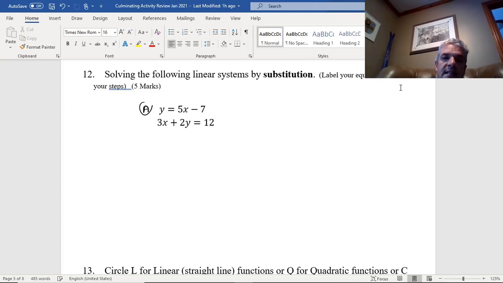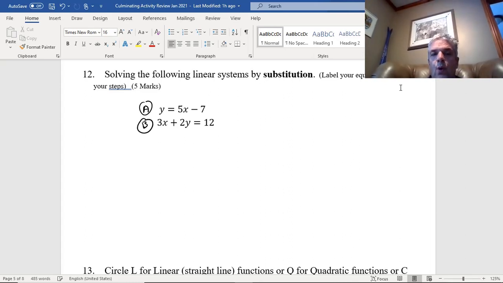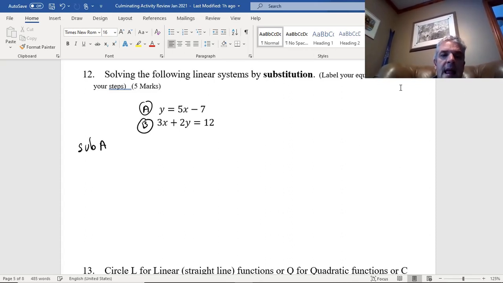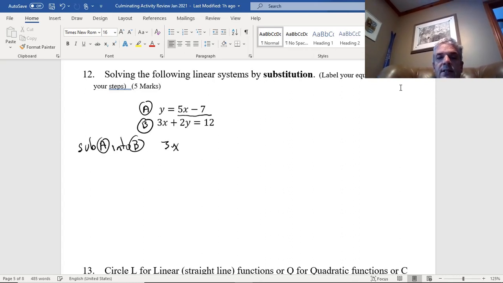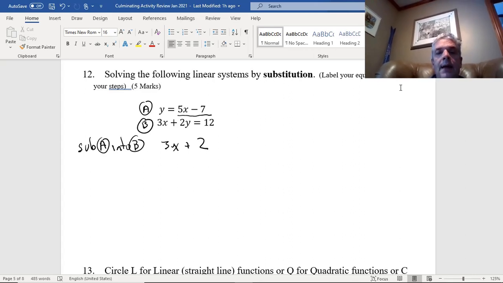What I do is I label this as A and this is B. And when I have one of these equations written as y equals, this is set up beautifully for substitution. So what I say is I am going to sub A into B. And what that means is I am going to, wherever there's y in B, I'm going to write 5x minus 7. So what I do is I write 3x, because that's part of B, plus 2. And now instead of writing y, I am going to write bracket 5x minus 7. And I'm going to say equals 12.